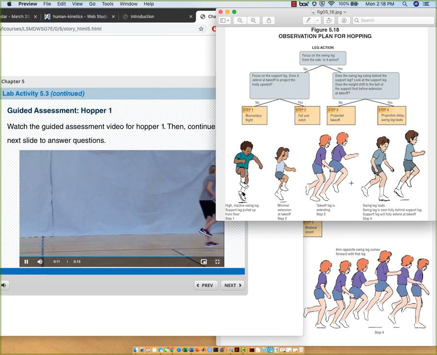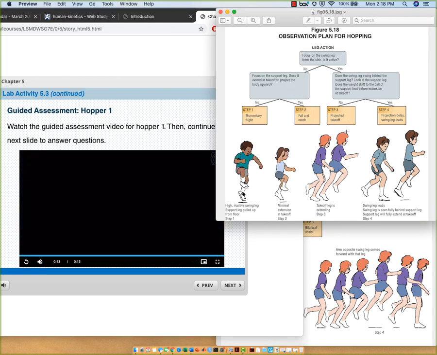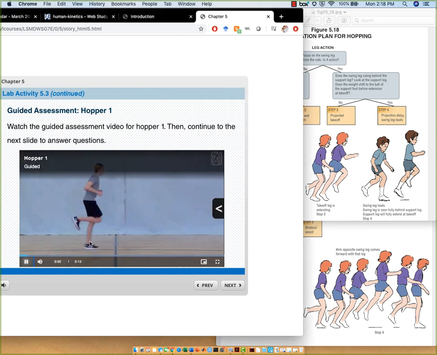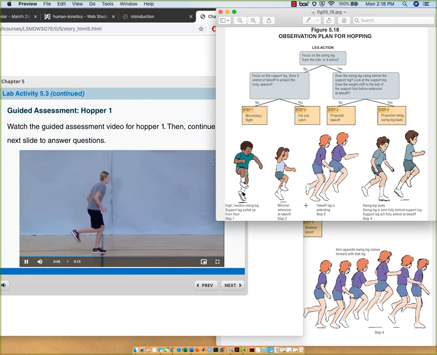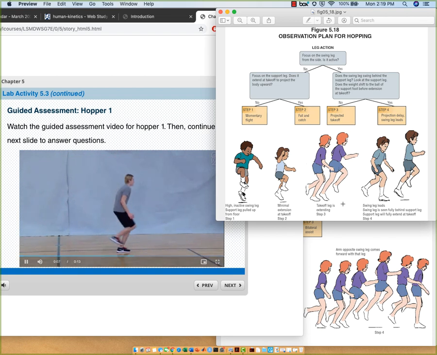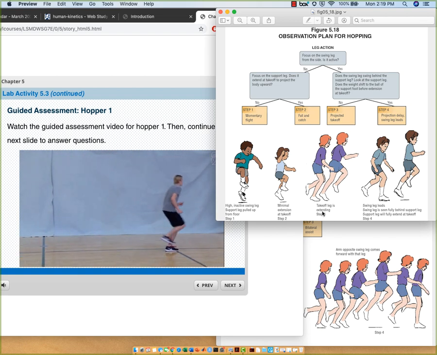And so when we look at projection and takeoff of the standing leg, or the support leg, we want to know if the swing leg leads or lags. I think that for this one, because the swing leg is not fully behind the support leg when it swings backwards, meaning that the knee does not come all the way behind the support leg, you can see it mostly stays in front. This person is probably in level 3 for the leg action. Okay, so I'll just make a note that hopper 1 is in level 3 of leg action.